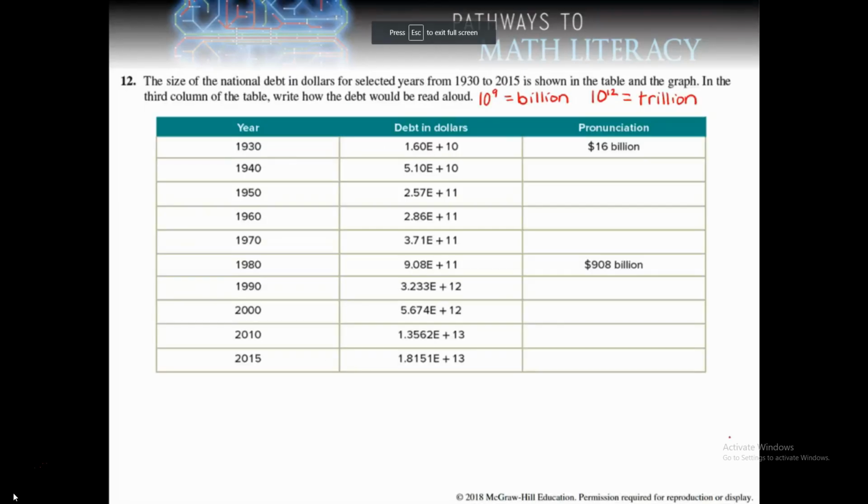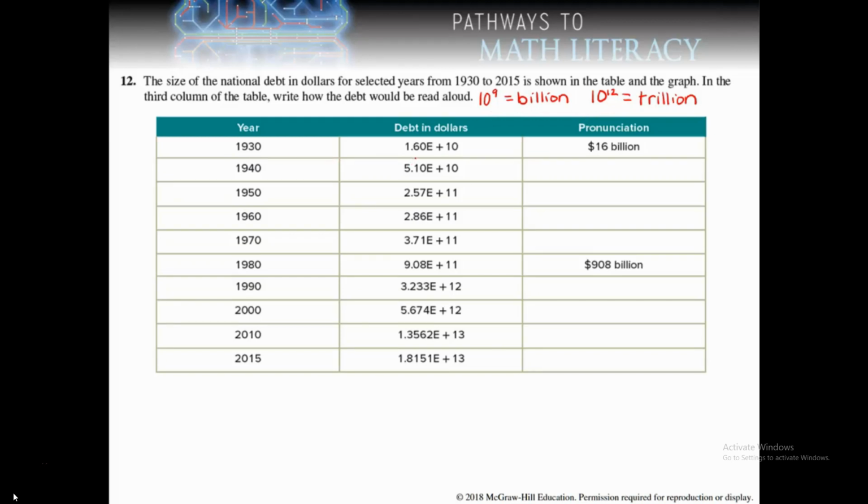Here we're looking at the national debt over time written in scientific notation, and we're supposed to write how it would be read out loud. Note that they're using scientific notation here as it would appear in a spreadsheet with the capital E and the plus sign. So they've given us the first one as an example, but what you want to think about is that 10 to the ninth is a billion and 10 to the 12th is a trillion.